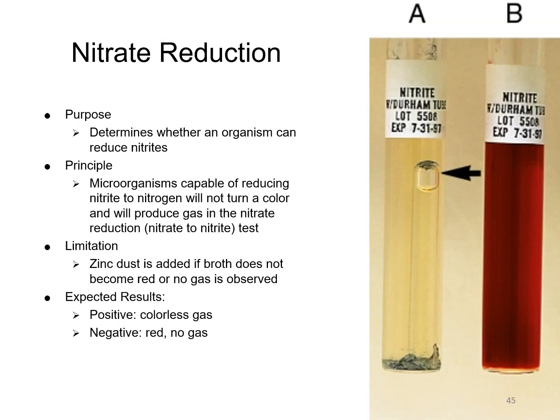Your nitrate reduction test determines whether an organism can produce nitrites. Microorganisms that are able to reduce nitrite to nitrogen will not turn any particular color, but they will produce a gas in the nitrate reduction. This is due to nitrates being converted to nitrites. What you're looking for is a colorless broth media with gas production. So you can see that little gas bubble there. This will be considered positive, and then, of course, this is negative.